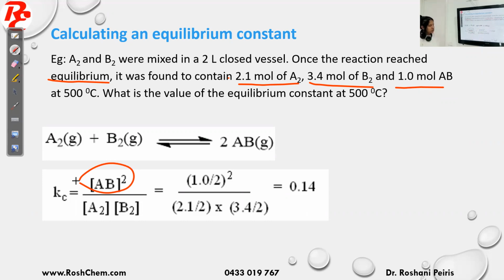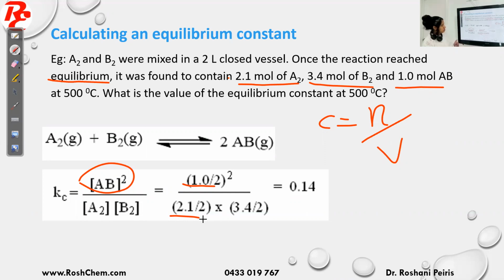Now you need the concentrations. How do I find the concentration? We know that C equals n over V: concentration equals moles over volume. The moles are given, so you divide by the volume, which is 2 liters. That's what I have done here. AB moles is 1 mole, so I divided by 2 to make it a concentration, in molar, squared, divided by A2. A2 moles is 2.1, so you divide by 2, and B2 moles is 3.4, you divide by 2 to make it a concentration. After that I got the answer 0.14.